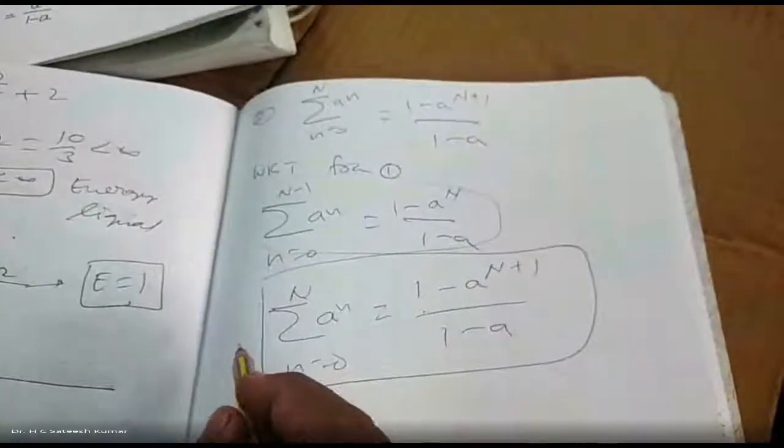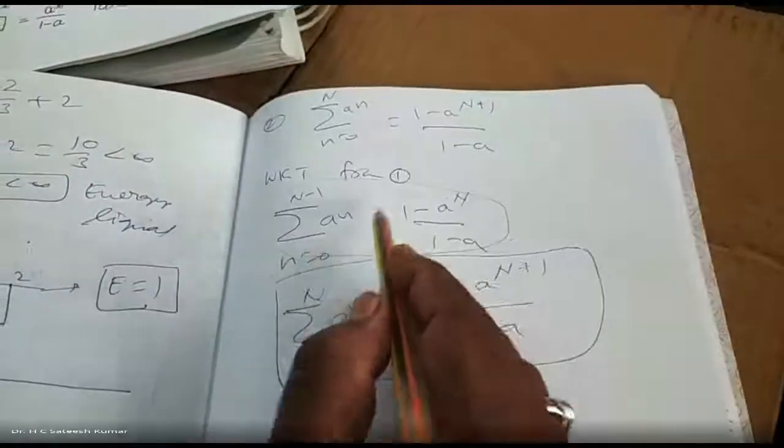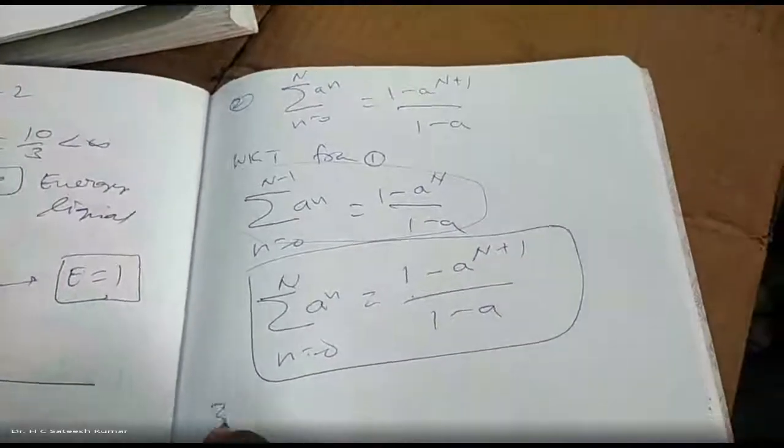So what you should understand is, if 0 to n is there, you will get n plus 1. If you have 0 to n minus 1, you will end up at n itself. Right? That's what we can understand from this.